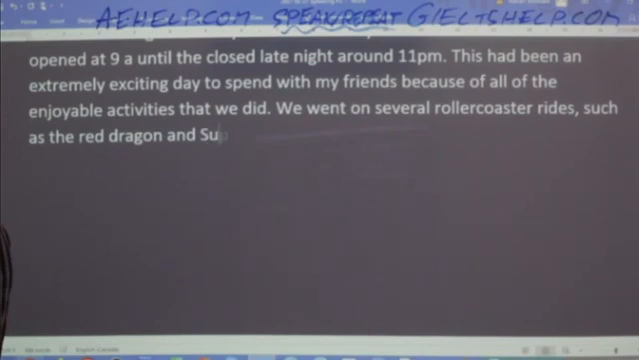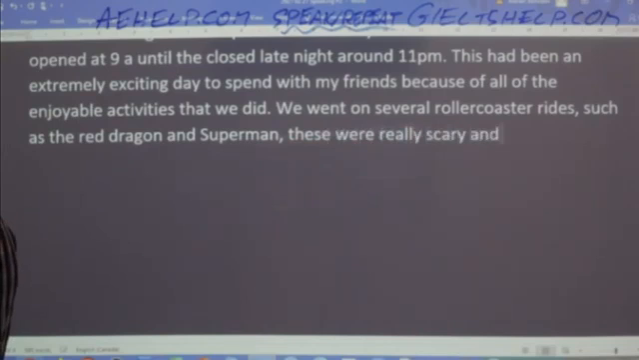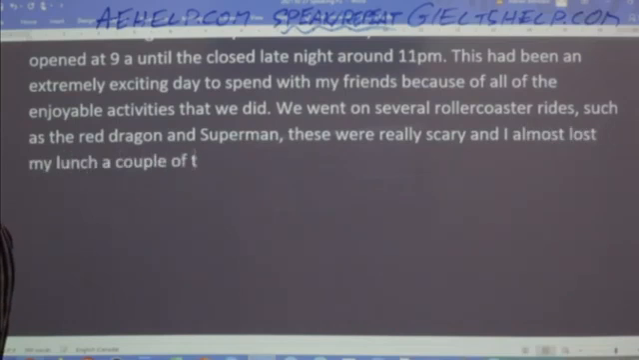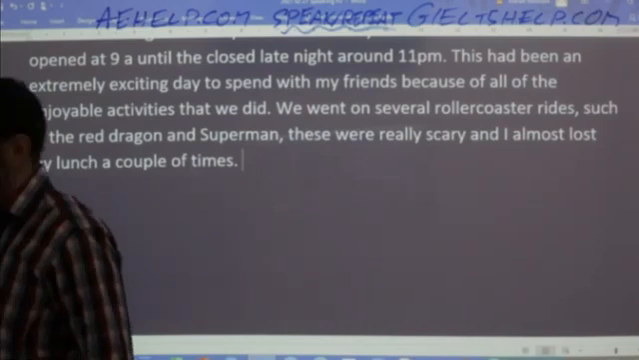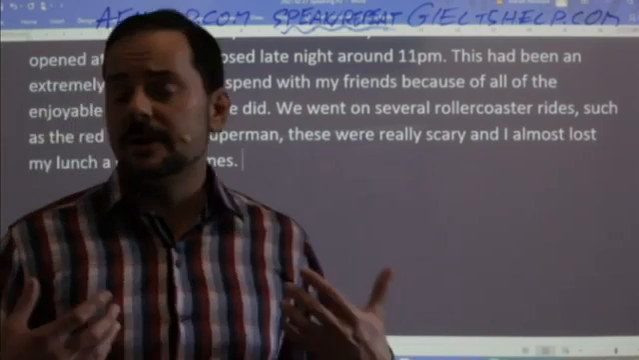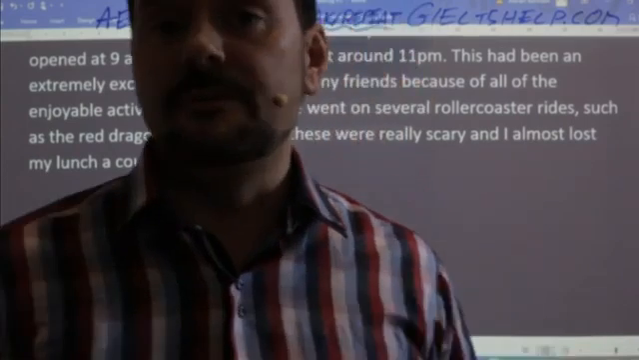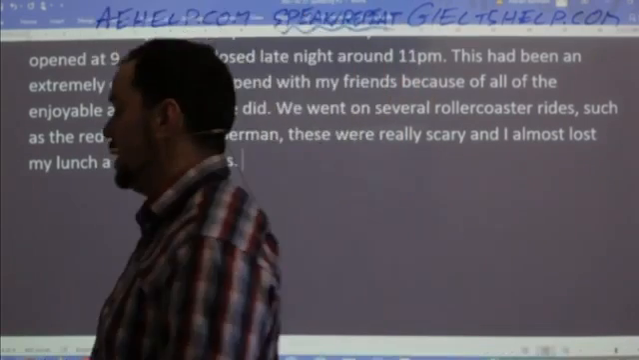I know Superman is really one, but I don't know about the Red Dragon. Such as the Red Dragon and the Superman. These were really scary, and I almost lost my lunch a couple of times. Okay. So I'm using my notes. So the roller coasters, the Ferris wheel, okay?